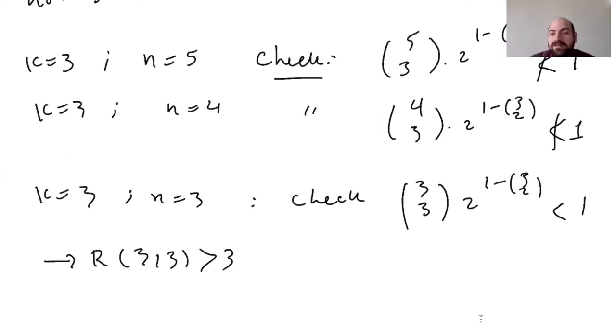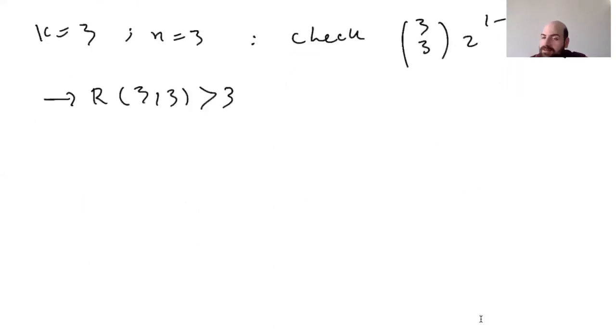If you want to use this theorem, we can conclude that capital R of 3 and 3 is bigger than 3. But we know that capital R of 3 and 3 is bigger than 4 and bigger than 5 as well. But we cannot conclude those using this theorem, meaning that the bound given by this theorem is not sharp in this sense. Okay, now let's try to prove the theorem.